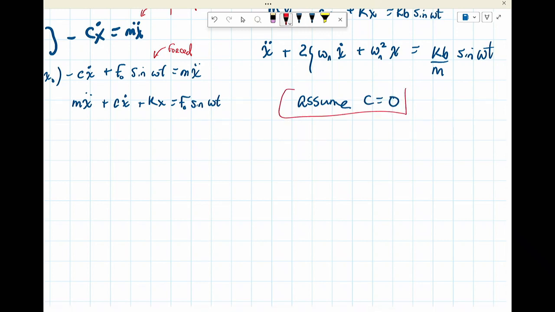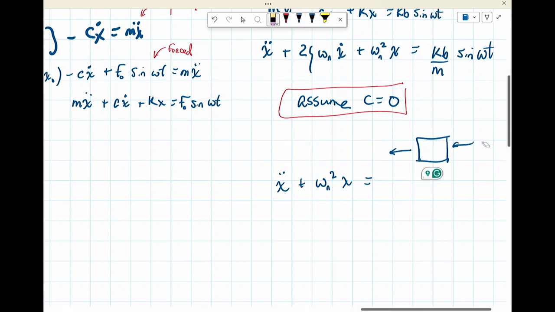Let's make a first cut at this by assuming that the damping is 0. And so if the damping is 0, that second term goes away, so life becomes a lot easier, and it's x double dot plus omega n squared x, which equals, let me be even easier on myself. So I end up with this form of the equation.